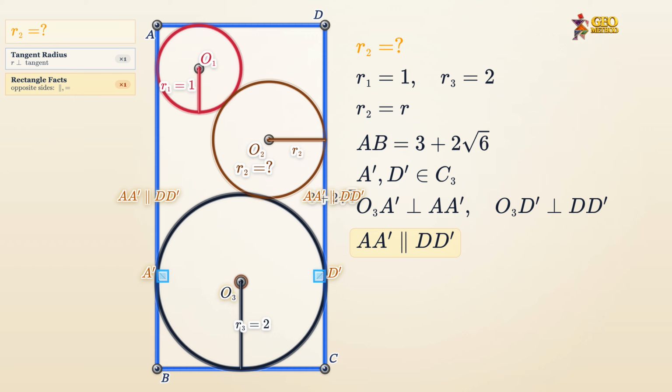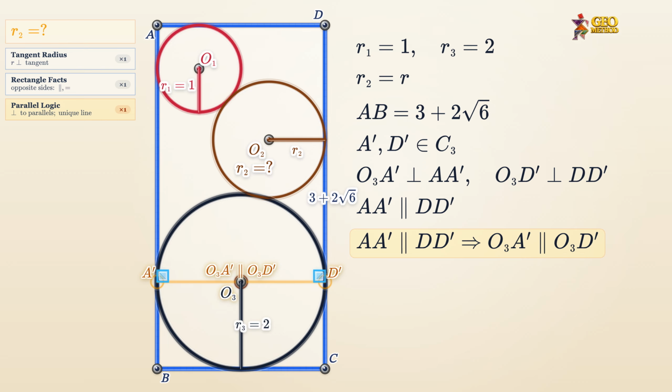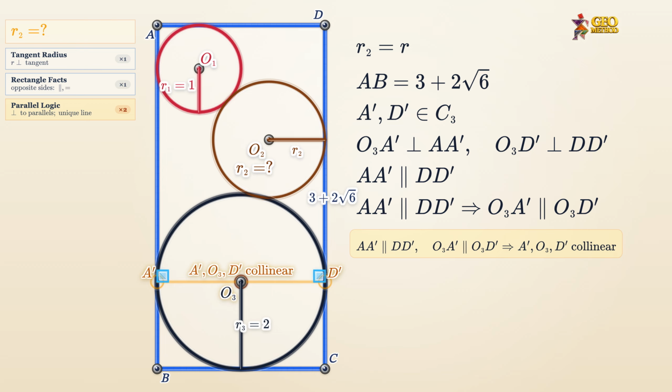Next, use a rectangle fact. The left and right sides of a rectangle are parallel, so the side through A' and the side through D' have the same direction. Here is the theorem tree step. If two lines are perpendicular to parallel lines, then those two perpendicular lines are parallel to each other. Therefore, O₃A' is parallel to O₃D'. Now use uniqueness. Through one point, there is only one line parallel to a given line. Since both lines pass through O₃ and are parallel, they are actually the same line. So A', O₃, and D' are collinear.